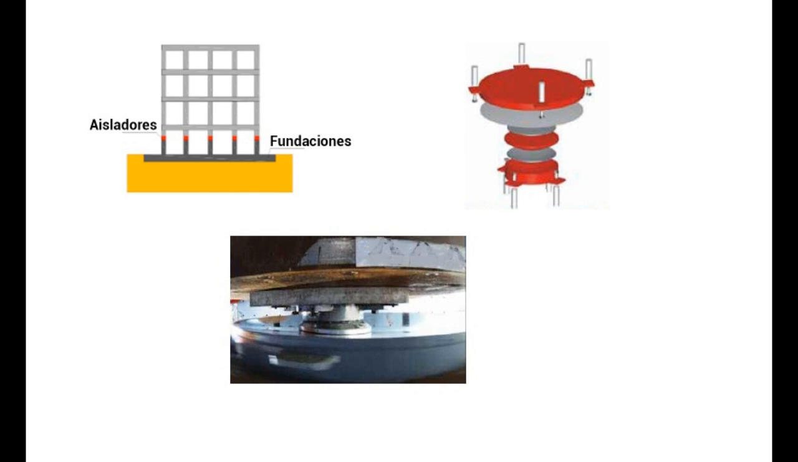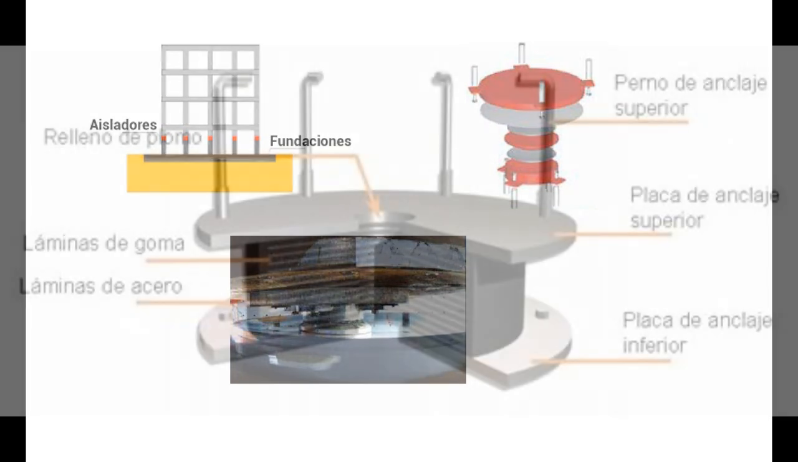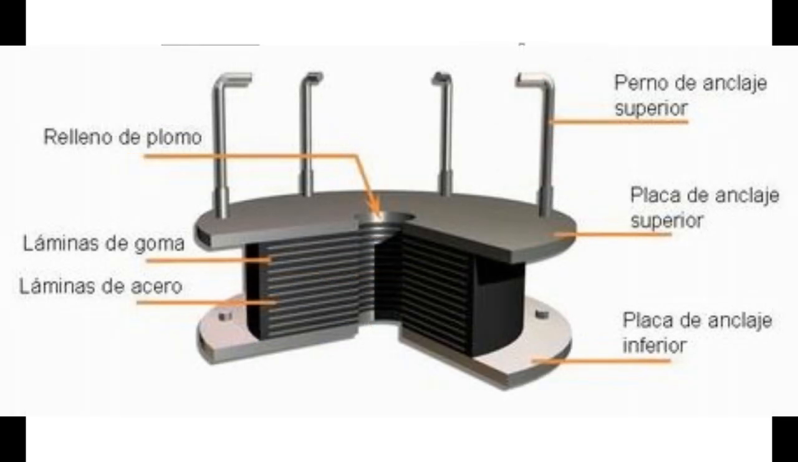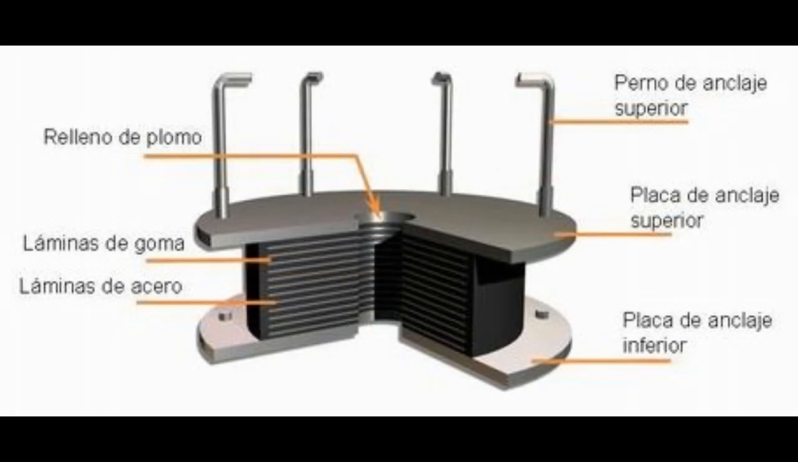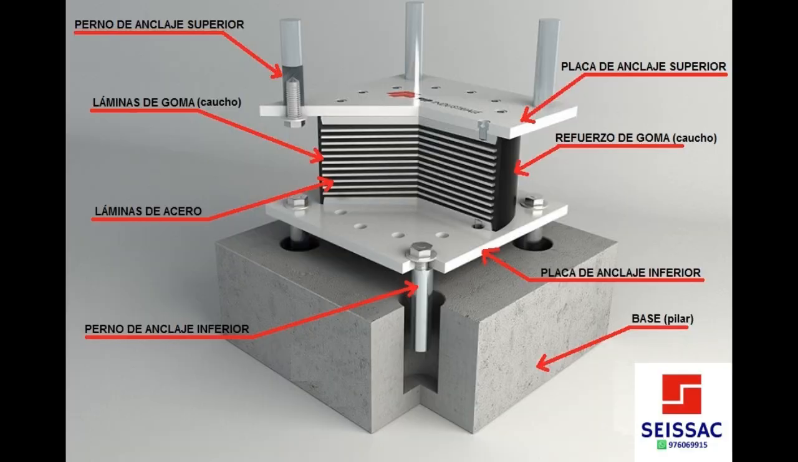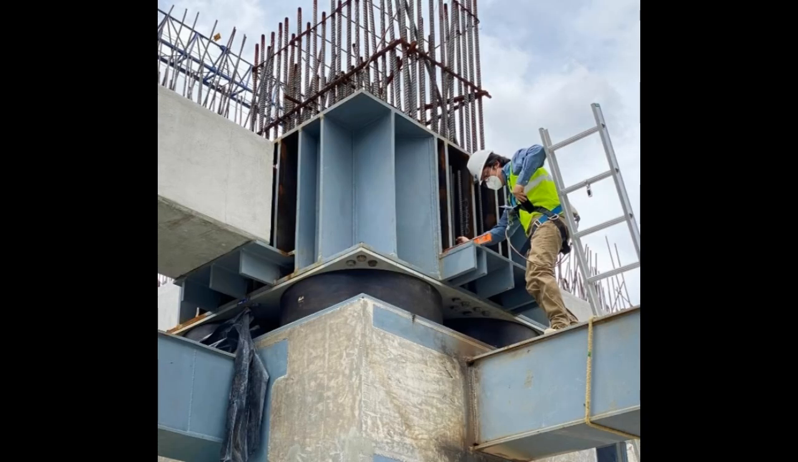In this way energy is dissipated. Because the isolator's sliding surface has a well-defined radius of curvature, the building is allowed to increase its own period of vibration. Thanks to these properties, seismic accelerations are drastically reduced. This technology achieves the insulation of the base, while the damping values increase between 10 and 30%.